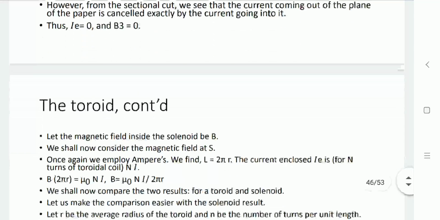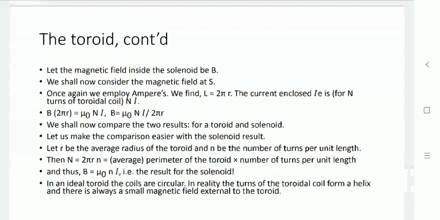Now take loop 2, that is inside of the toroid. The magnetic field strength is B. For that loop, the length L equals 2 pi R, and the current flowing through it is I_E. Now N number of turns are available in the toroid, so I_E is N times I, since for a single turn the current is I. So using Ampere's law, B times 2 pi R equals mu 0 N I. So B equals mu 0 N I upon 2 pi R.